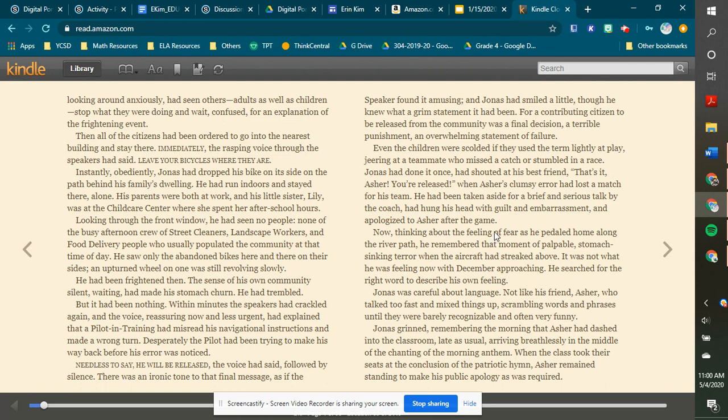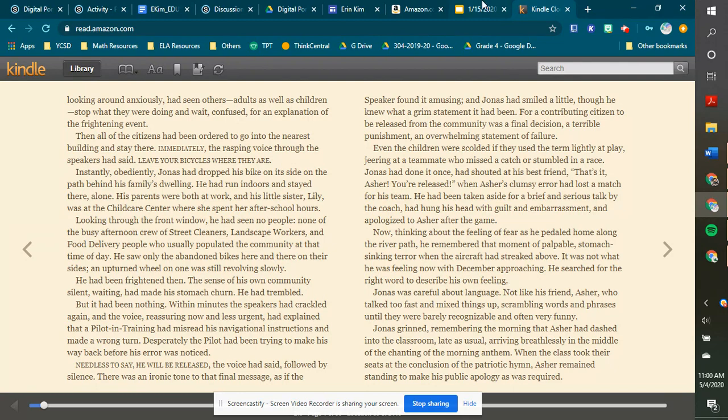Now, thinking about the feeling of fear as he pedaled home along the river path, he remembered the moment of palpable, stomach-sinking terror when the aircraft had streaked above. It was not what he was feeling now with December approaching, so he searched for the right word to describe his own feeling.